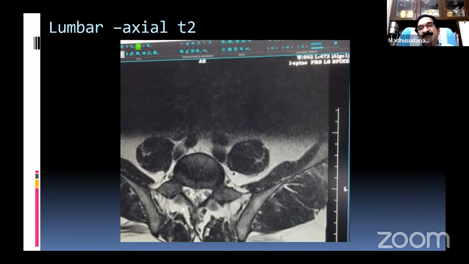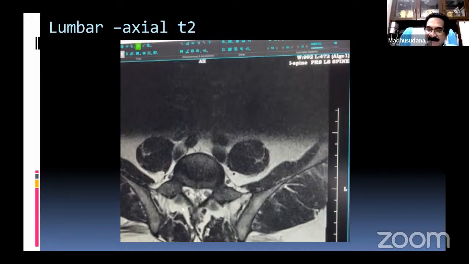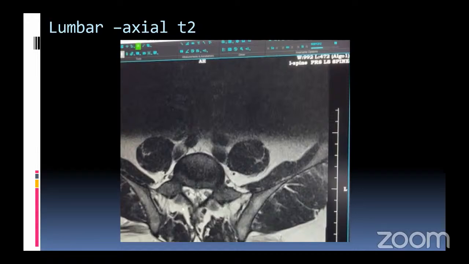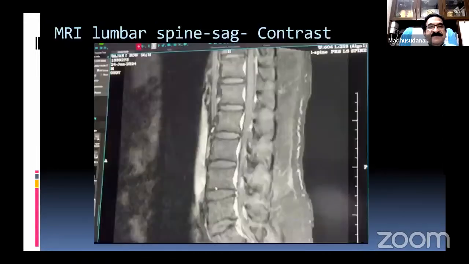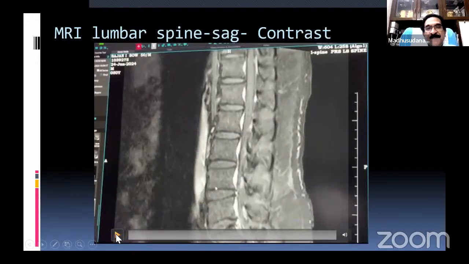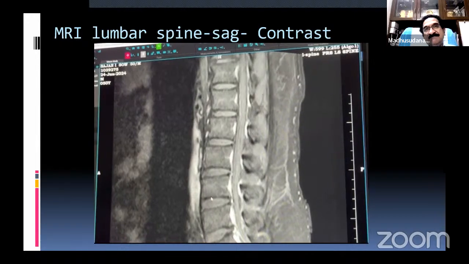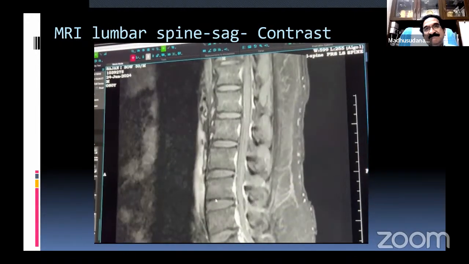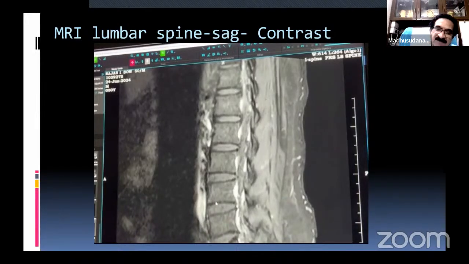So what do you want now? CSF. Before that, a contrast study. Correct. The contrast study of the lumbar region. This is the contrast study. There is no enhancement of the roots. So the diagnosis of arachnoiditis is again very doubtful.